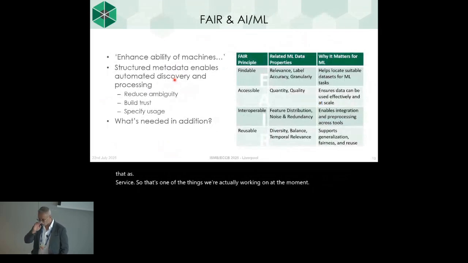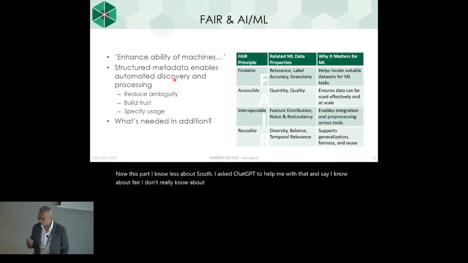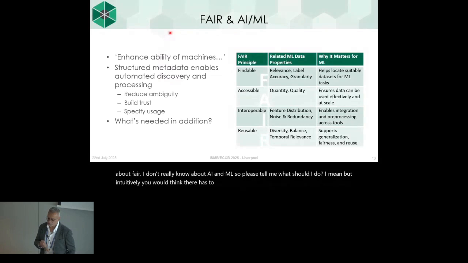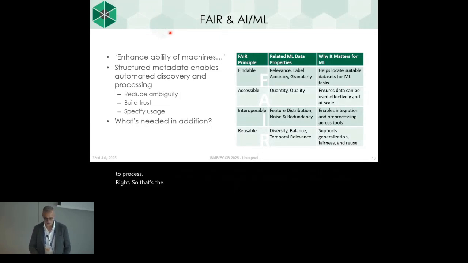Now this part I know less about. So I asked ChatGPT to help me with that and said, I know about FAIR. I don't really know about AI and ML. So please tell me, what should I do? But intuitively, you would think there has to be a relationship, because the FAIR principles start with, or have in the text in multiple places, that FAIR is necessary to enhance the ability of machines to process metadata, right? So that's the first part of the FAIR principles.